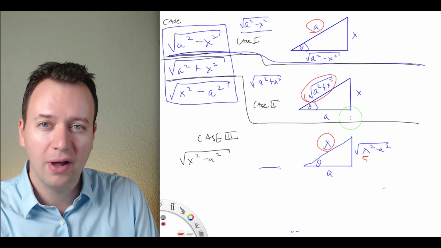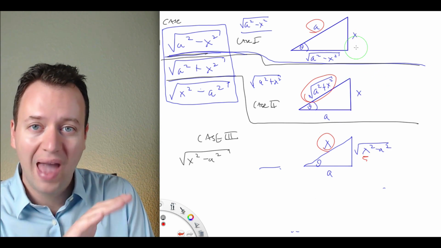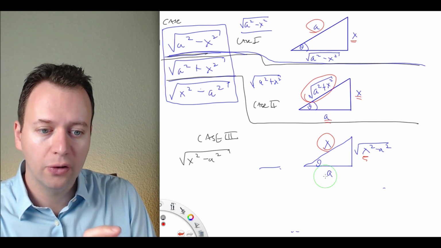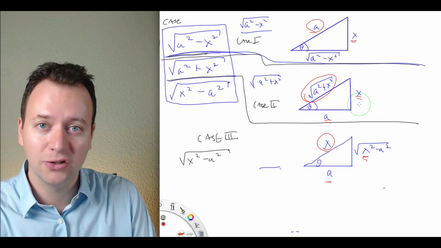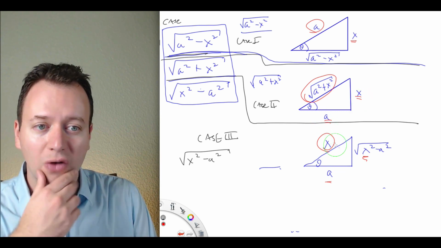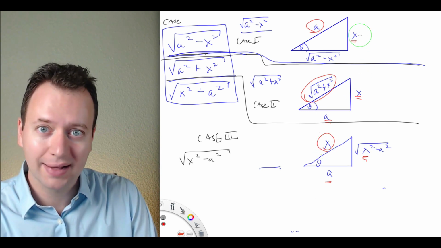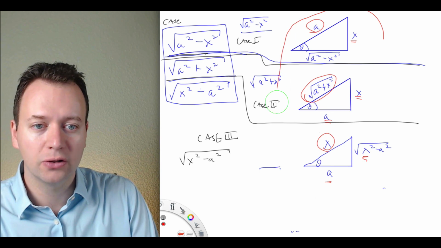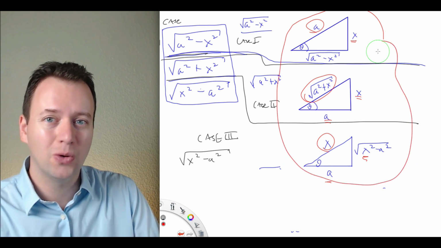So first identify the hypotenuse, and then from the other 2 sides, if you have an x left over, it always goes as the opposite. If you have an a left over, it always goes as the adjacent. If you have both an x and an a, x is opposite, a is adjacent. So if you haven't used either a or x as the hypotenuse, put x as the opposite and a as the adjacent. That's how you construct your 3 right triangles, and then do the substitution.